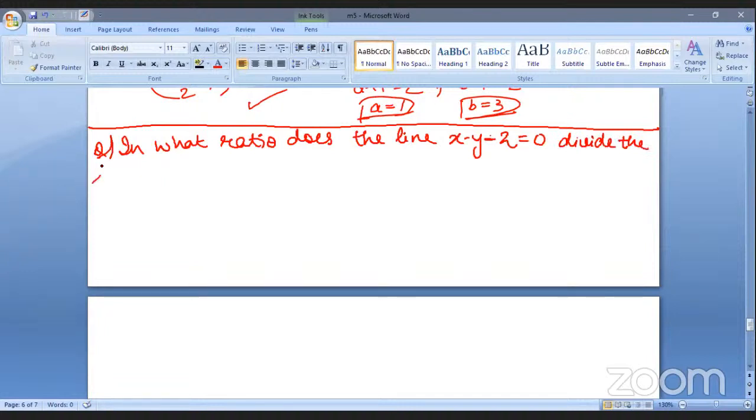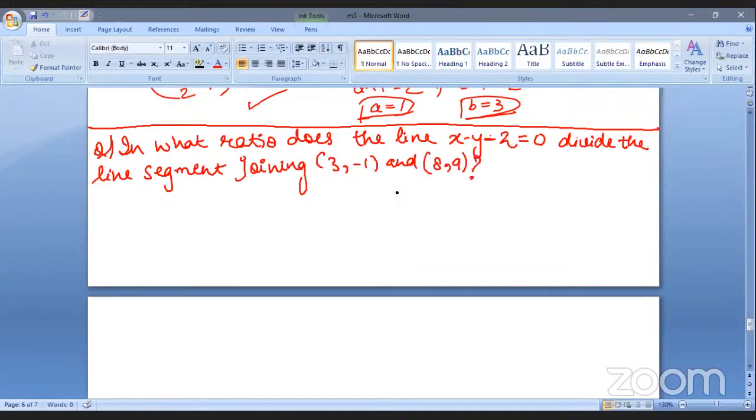the line segment joining 3 comma minus 1 and 8 comma 9. What is the question? In what ratio does the line x minus y minus 2 is equal to 0 divide the line segment joining this point and this point?